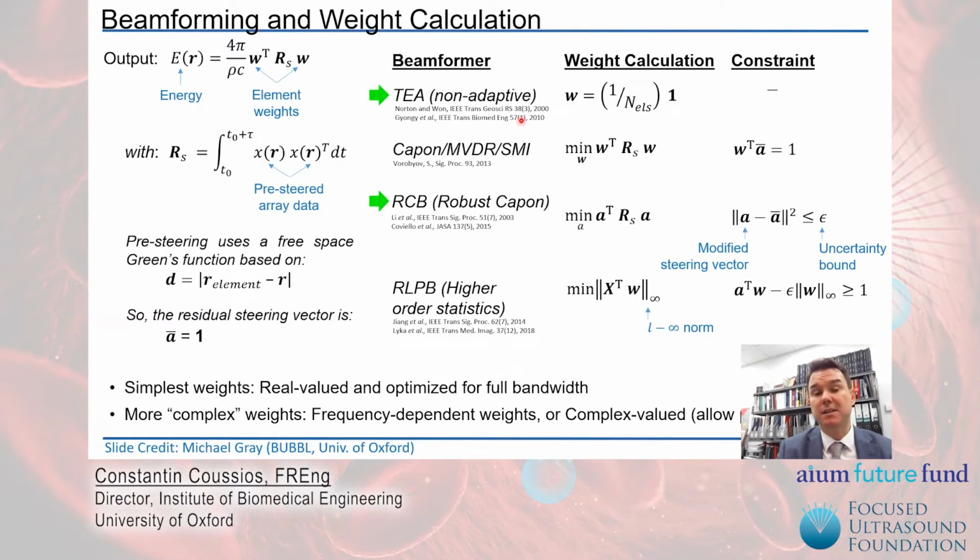And in fact, going from time exposure acoustics to different types of higher order adaptive beamformers, all that really changes is the way in which this weight calculation is performed, going from a weight calculation of 1 for TEA to weight calculations that fit various constraints in order to maximize the coherence of the source of interest and minimize that of interfering sources.